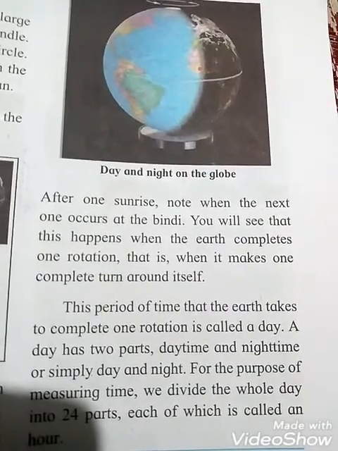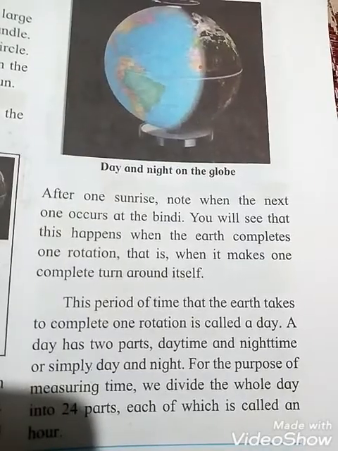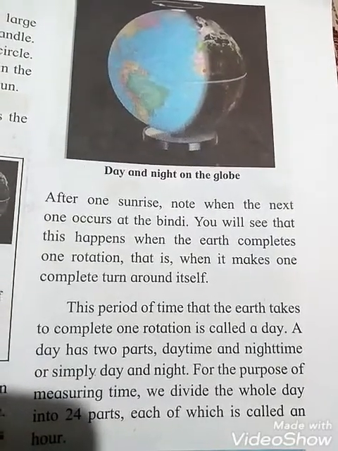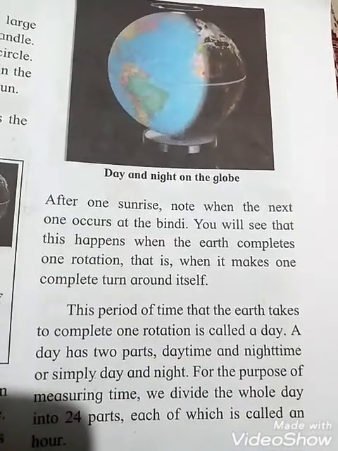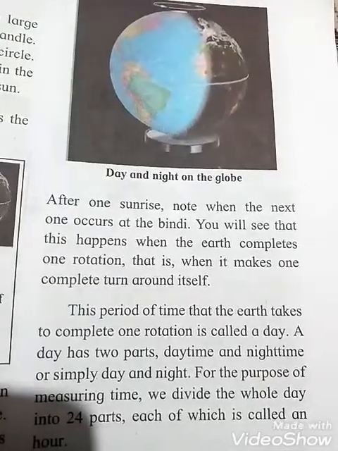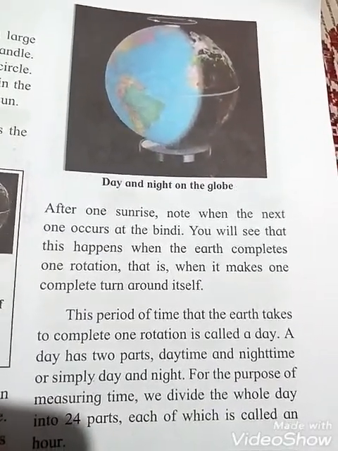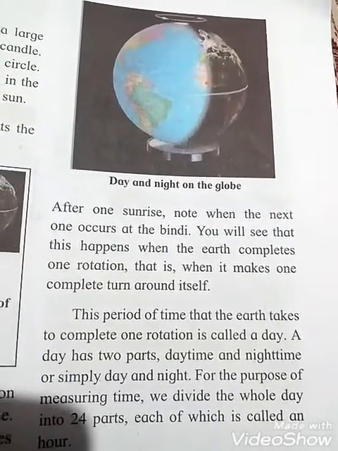So one rotation of the earth, we can say, is one day. Okay, this period of time that the earth takes to complete one rotation is called a day. And see students, a day has two parts.